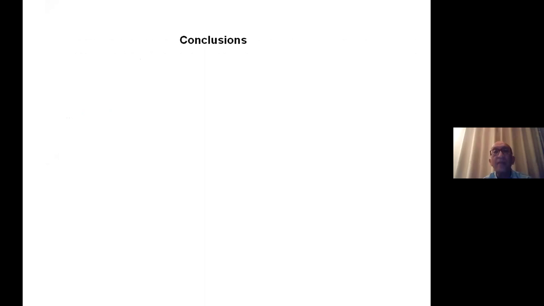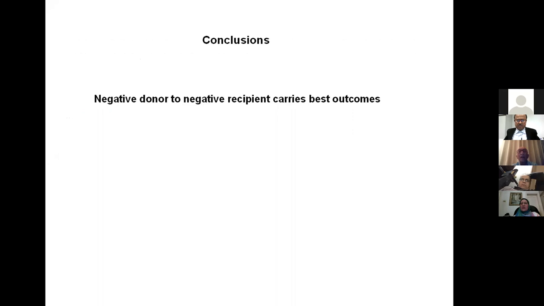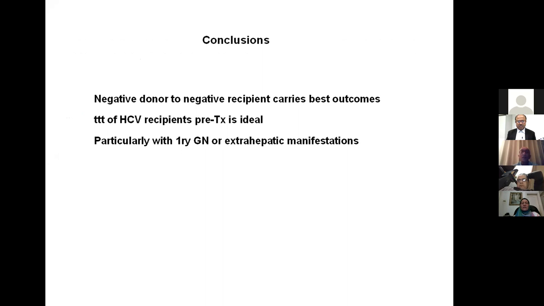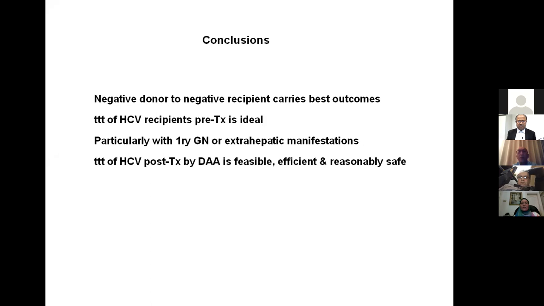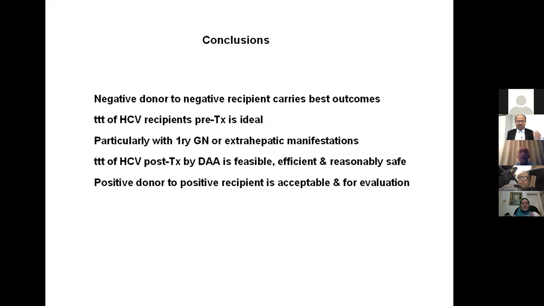And in conclusion, allow me to share the final aspects. Negative donor to negative recipient carries the best outcome. Treatment of hepatitis C recipients pre-transplantation is the ideal and most safe, particularly if we have extrahepatic manifestations or primary glomerulonephritis. Also, treatment of hepatitis C positive transplantation by the direct acting antiviral is feasible, efficient, and reasonably safe, at least in the parameters which we are following up. But we need to revise the immunologic imprint and the epigenetic imprint long-term complications. Positive donor to positive recipient is acceptable and for evaluation.